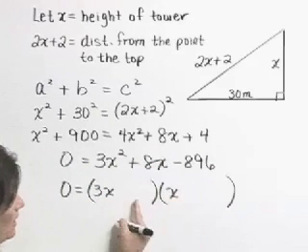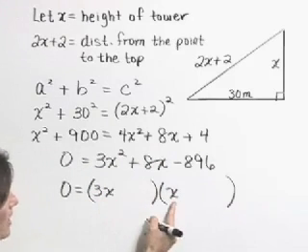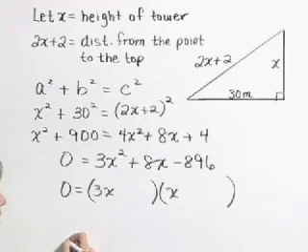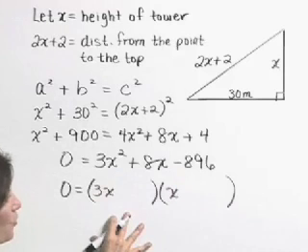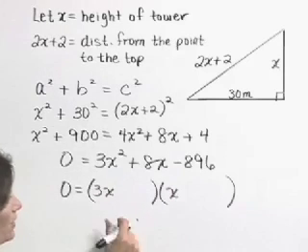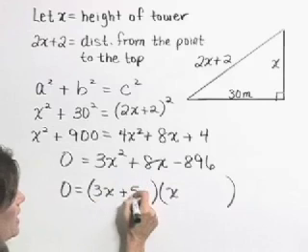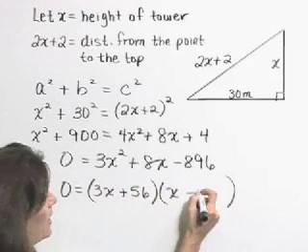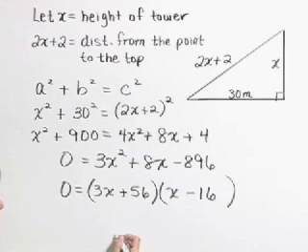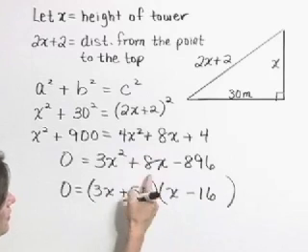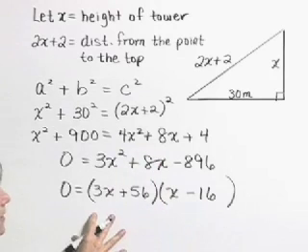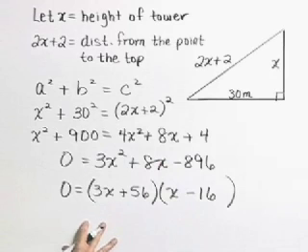Let's factor this trinomial on the right-hand side. Its leading terms have to be 3x and x to give 3x squared. Now, factors of negative 896 that are going to make this work, after some trial and error, we arrive at a positive 56 and a minus 16. 56x minus 48x gives this middle term 8x. So we have a correct factorization.